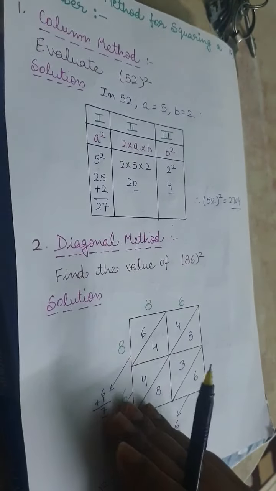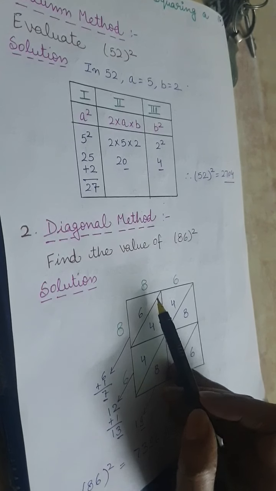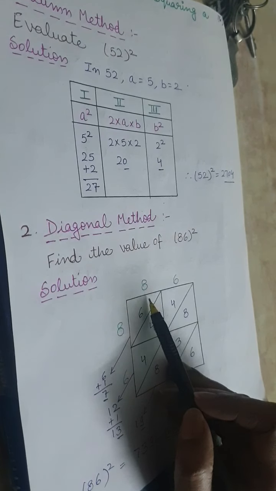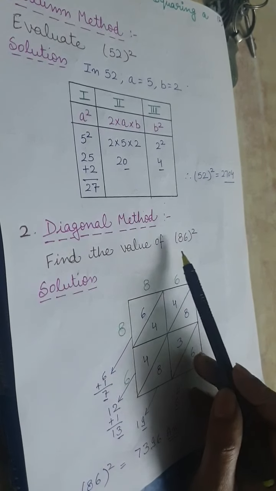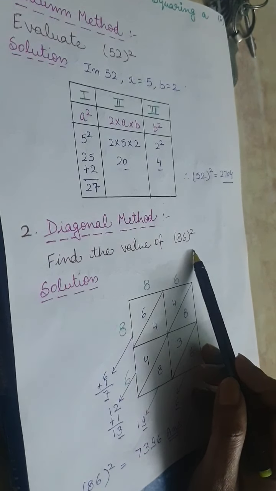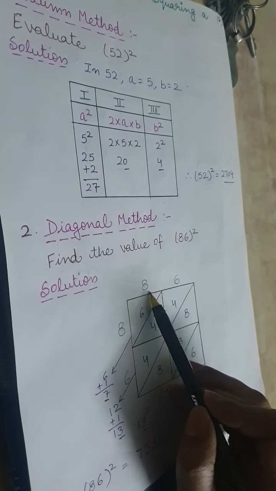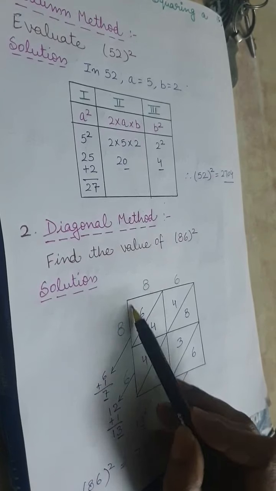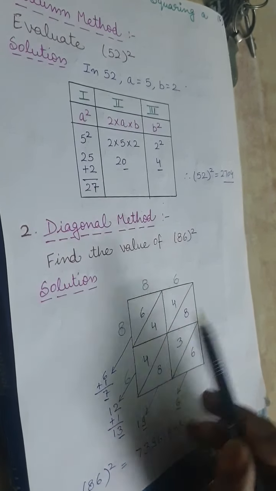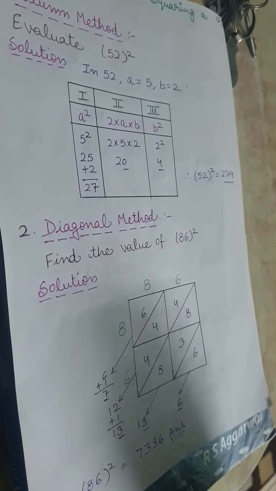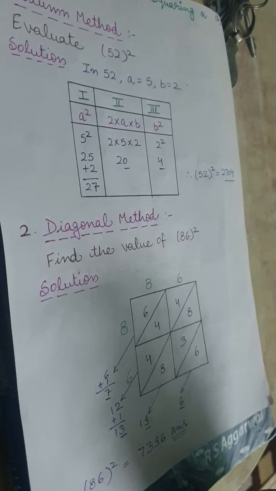The next method is the diagonal method. What is the next method? The next method is the diagonal method. In this, find the value of 86 whole square. Now make diagonals here. 8, 6. First we have to prepare a box like this. Then 8, 6, 8 and 6. Fine. Whatever number is given, we will represent it in this way.